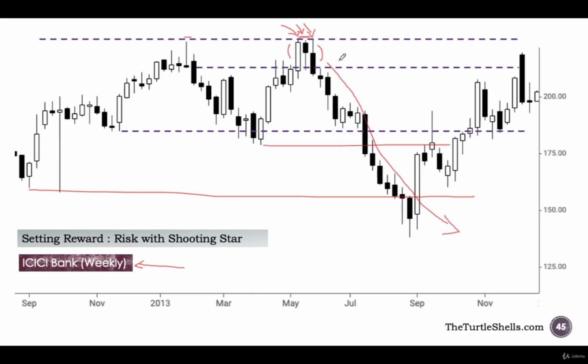And this was marked by the prior shooting star, which created a very strong resistance level for us on a weekly chart. Let me repeat that. Okay.